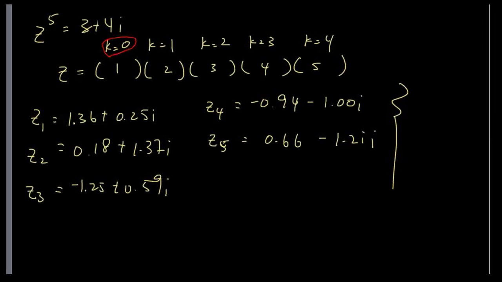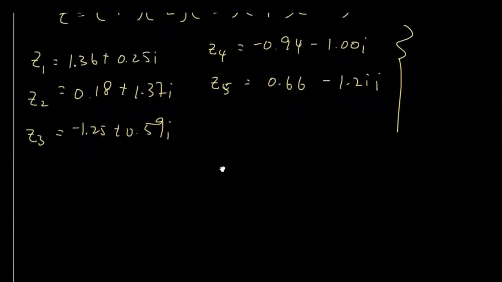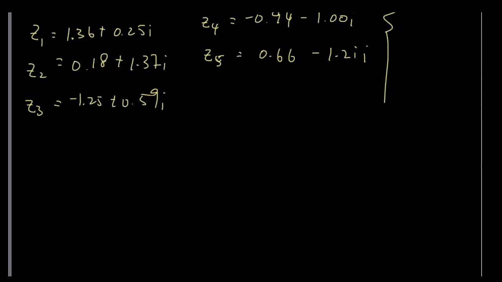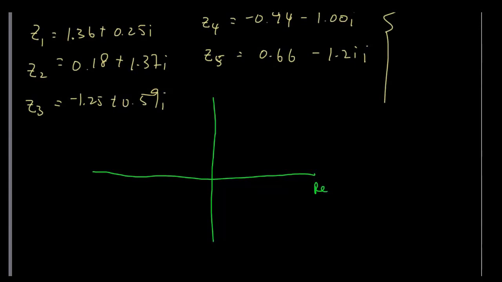Now, one cool little feature about this is that if you want to draw this on the Argand diagram, let's make this more straight. Oh, that's better. Now I'm just going to approximate. The first one should be somewhere around here. So that's Z1.